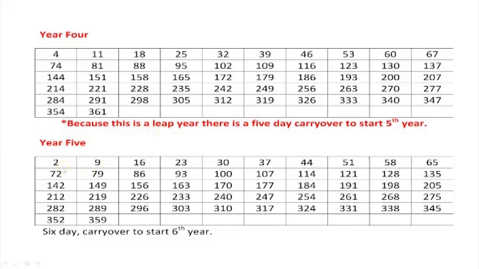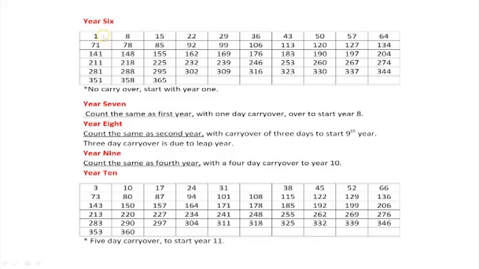It was going along real nice, 1, 2, 3, and now all of a sudden we jump to 5. The 5th year, the first Sabbath is on the 2nd, the 9th, the 16th, and the last Sabbath is on the 359th day. We're back to 365. So now we have a 6-day carryover for the year 5. We look to year 6, and with the 6-day carryover, it gives us the first Sabbath on the first day of the 6th year. 1, 8, 15, etc. The last day ends up on the 365th day.